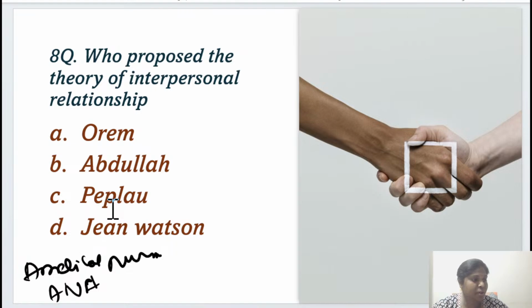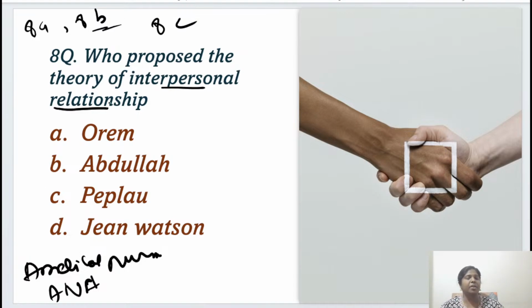Are you there, all of you? Kanna, Ravi, you are saying Abdul. While answering the question, let me know whether it is 8A, 8B, or 8C. You might have heard about this interpersonal relationship in your second year communication and education technology topic. So it is Peplau. Her name is Hildegard Elizabeth Peplau.